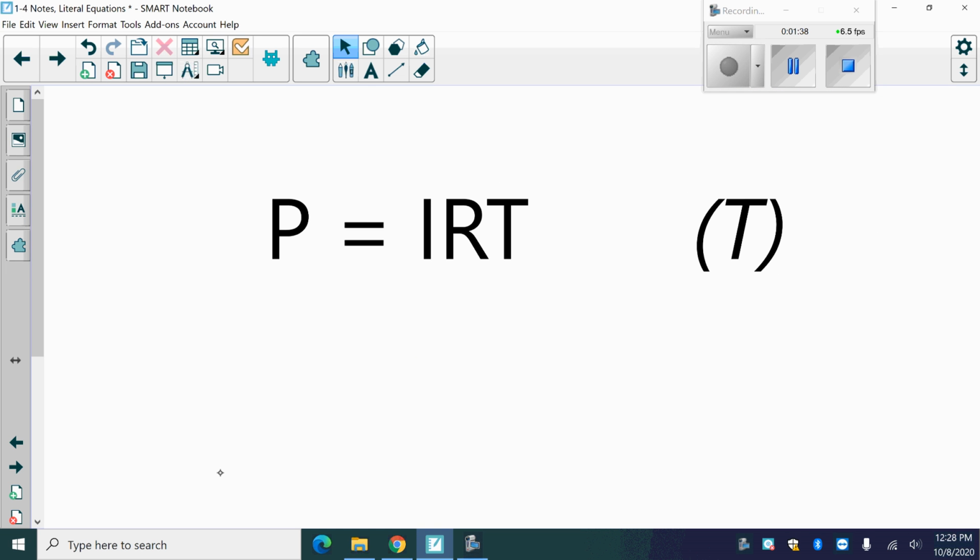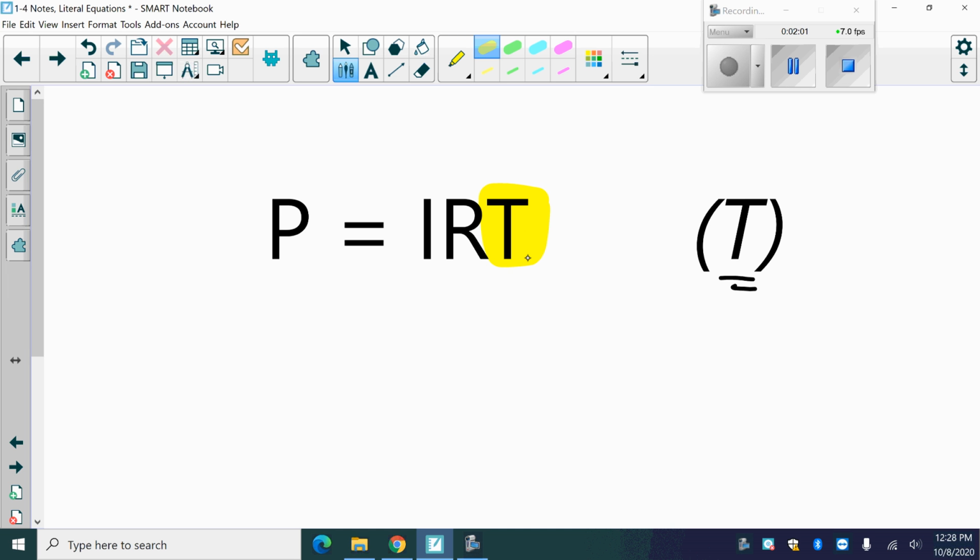So the first one that we're going to look at is P equals IRT. And the reason that this t is in parentheses over here is because this is the variable that we're being asked to solve for. So I'm going to get out my highlighter and say, okay, I have to solve this equation, except I want t to be by itself.